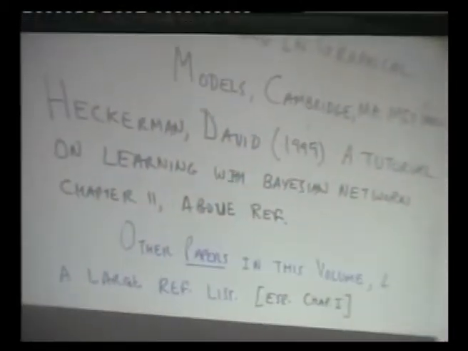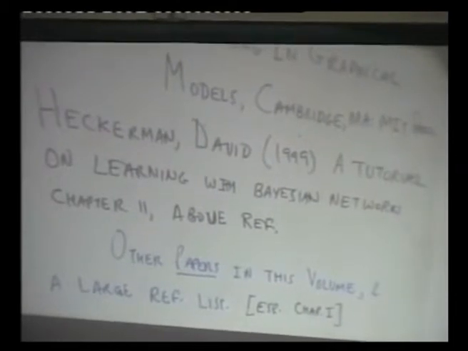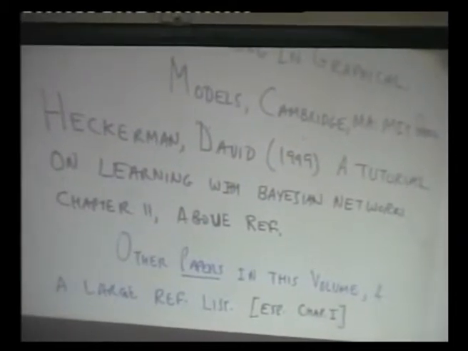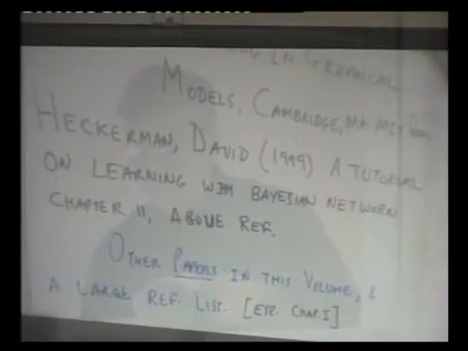The other papers in this volume are very useful, but especially the first chapter, which is entitled "Introduction to Inference for Bayesian Networks." And I'll define that term. What do they mean by inference for Bayesian networks? It's a very high-sounding name, but it has a very simple meaning. We'll come to that.